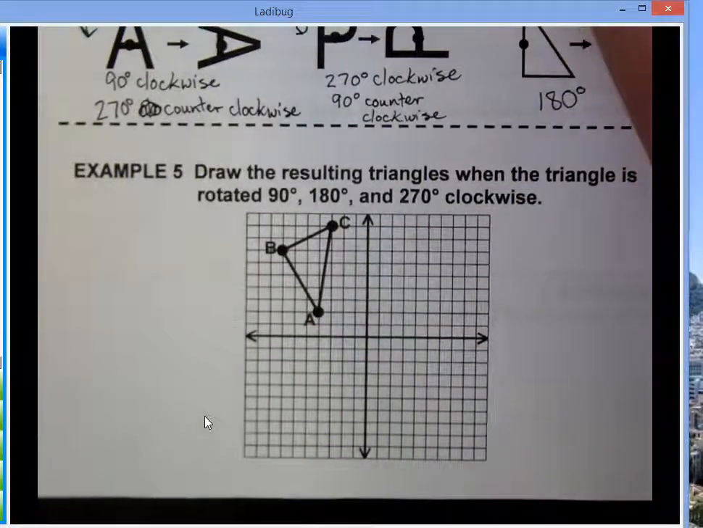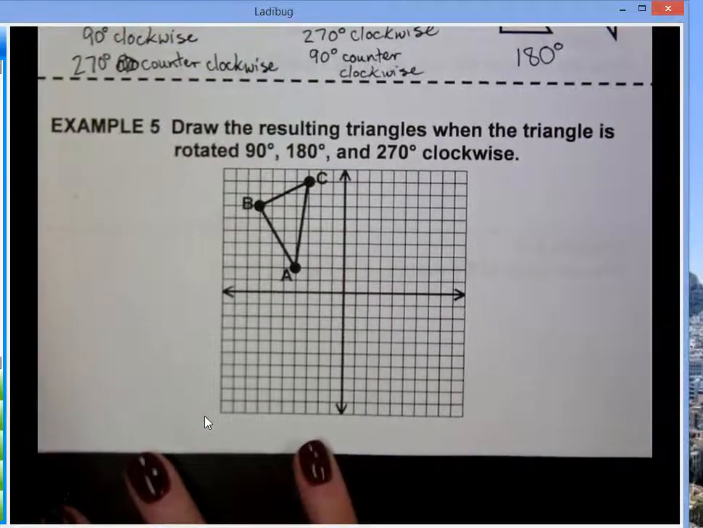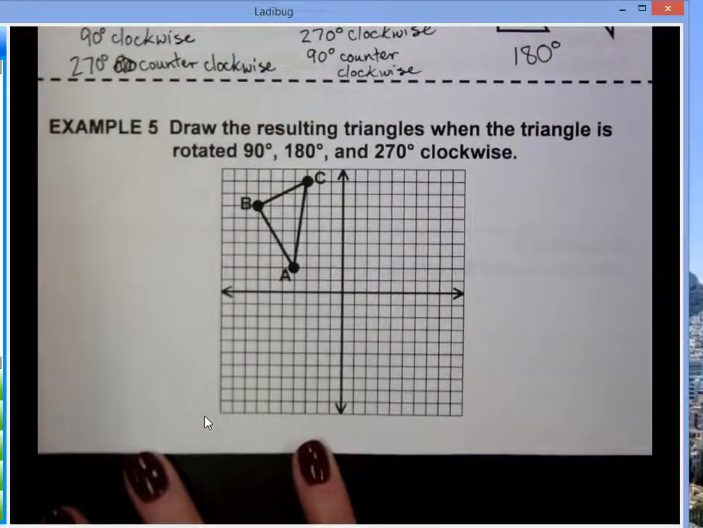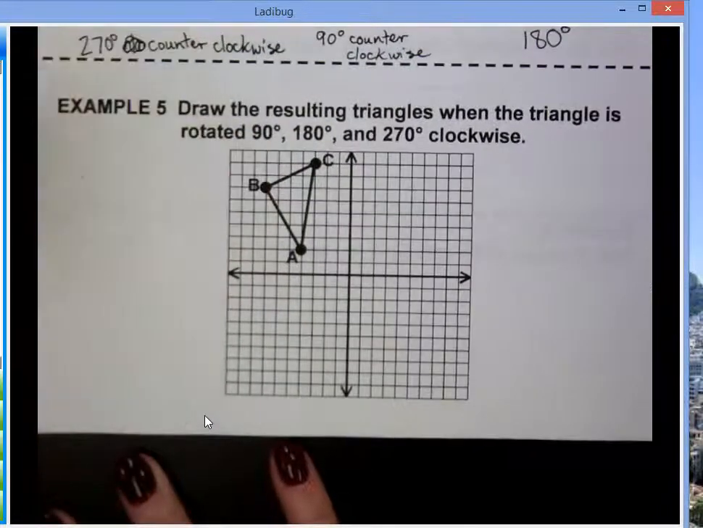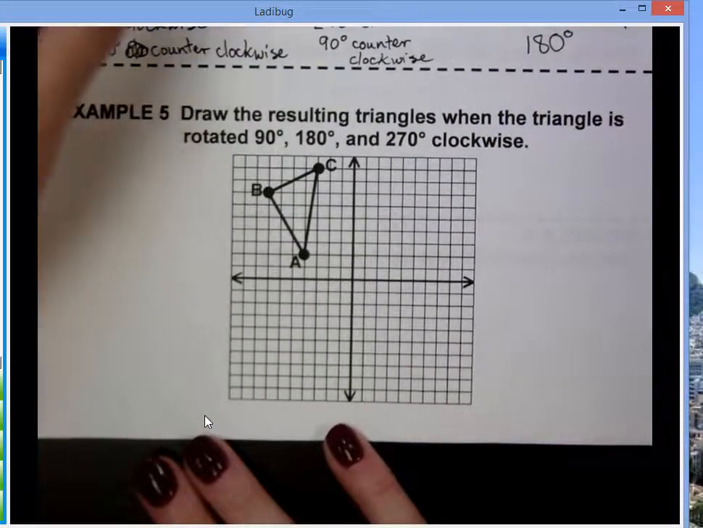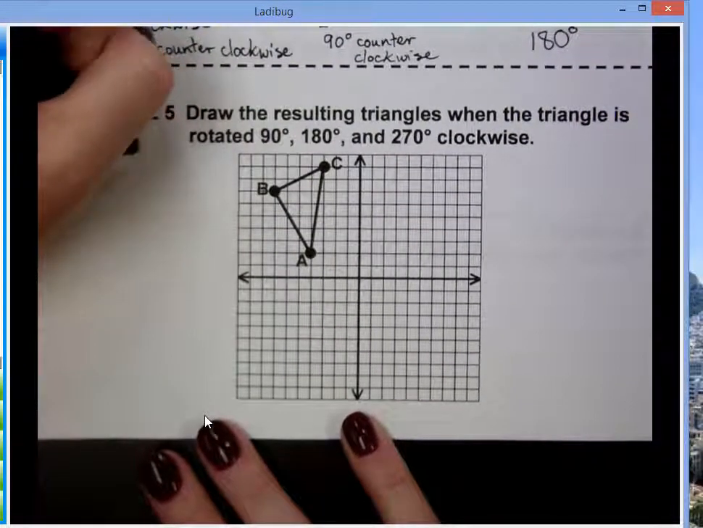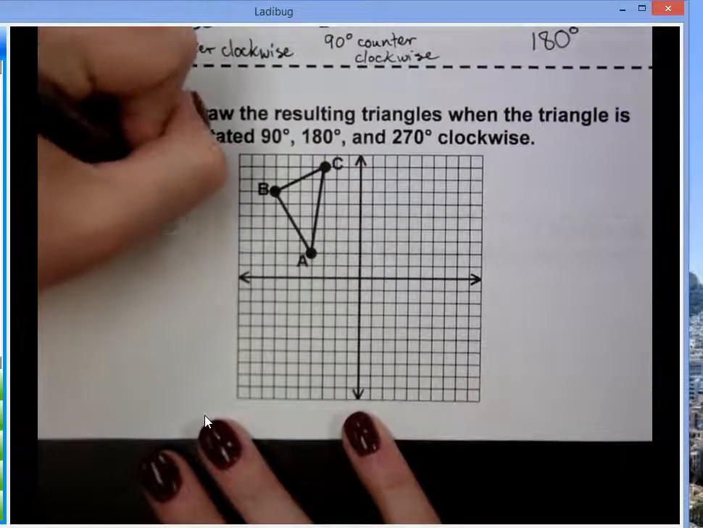Here we go. We've got these 3 points and we are trying to rotate them all 3 ways: 90 degrees, 180 degrees, and 270 degrees. Okay. We're not going to rotate it 360 degrees because it would just end up in the exact same spot. So it's kind of pointless. But I'm going to start by writing the 3 points over here, A, B, and C.